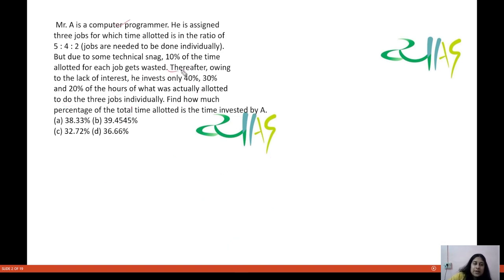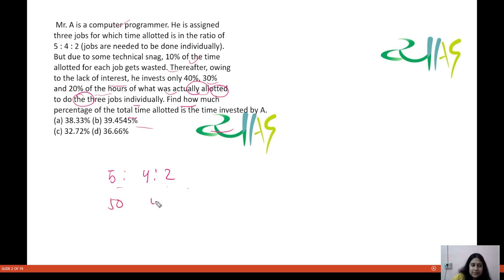Now, due to the technical snag, 10% of the time allotted for each job gets wasted. Thereafter, owing to the lack of interest, he invests only 40%, 30%, and 20% of the hours of what was actually allotted to do the three jobs individually. Find the percentage of total time invested by A. So the jobs are in the ratio 5 is to 4 is to 2.